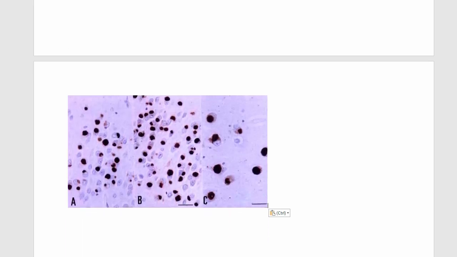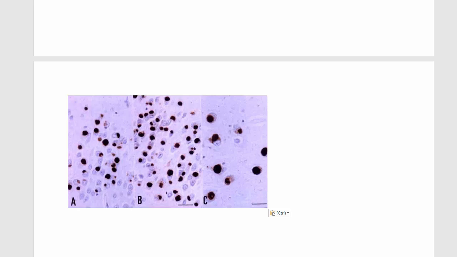You get these Pick bodies if you were to look at it histopathologically. This image shows Pick bodies in two separate areas. Slide A and B show them in the dentate gyrus, and slide B shows them in the entorhinal cortex. These are different sections of the brain. These aggregates are composed of an abnormal form of a protein called tau, which is a protein you will hear quite a lot about whenever you're discussing neurodegenerative disorders.